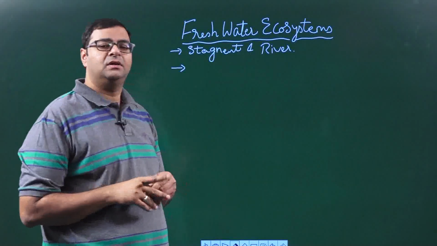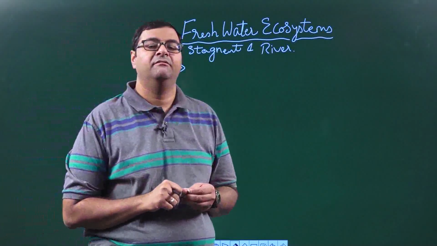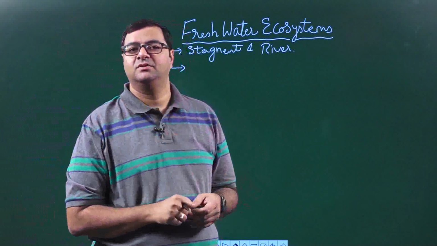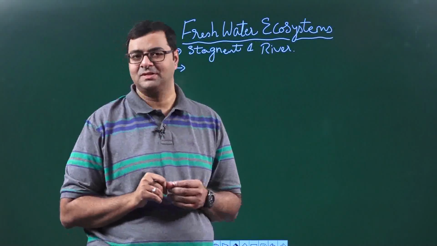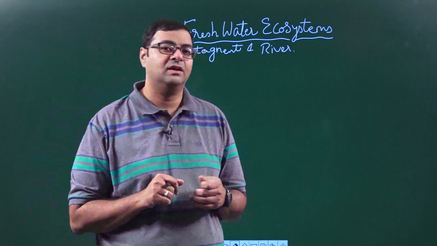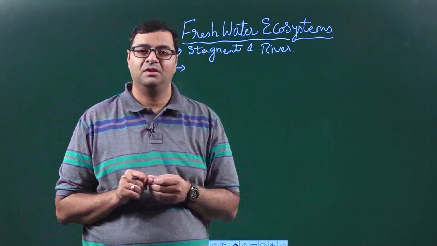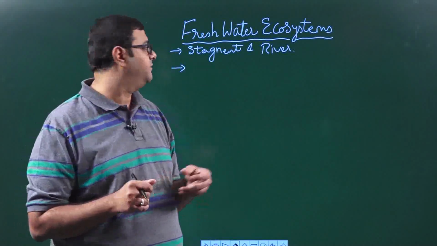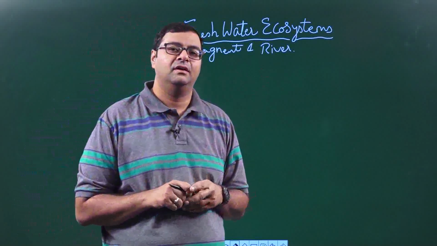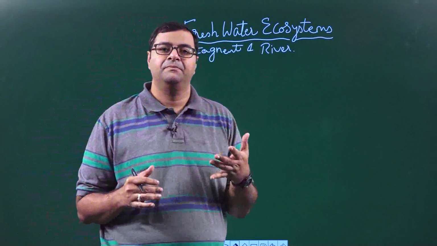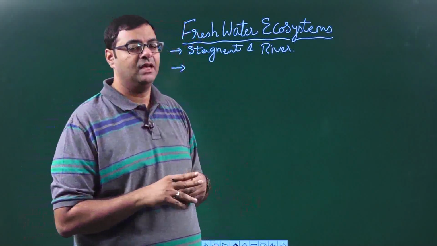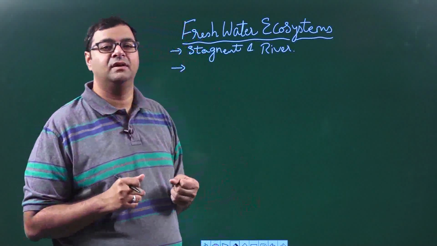When we are talking about stagnant water, we can talk about Hussain Sagar, which is in Hyderabad, Usman Sagar, also in Hyderabad, and Durgam Cheruvu, also in Hyderabad. These are all stagnant lakes. If you're talking about rivers, you have the Krishna, the Godavari, and other rivers like Narmada and Tapi. All these are flowing rivers, and all of these have freshwater ecosystems.